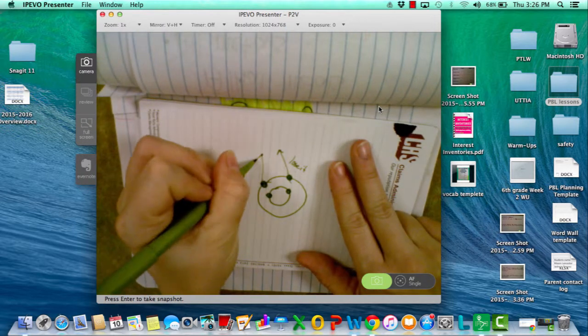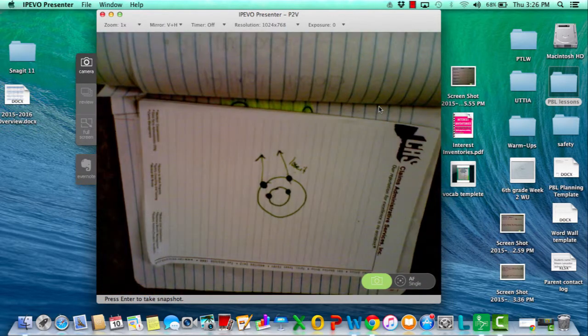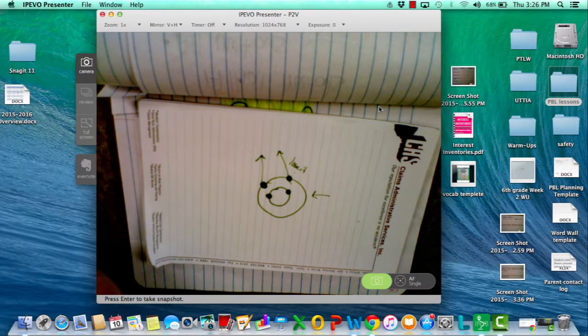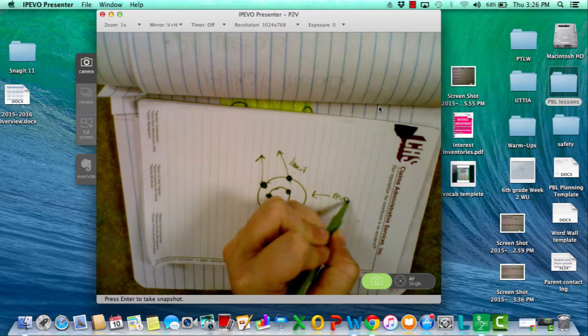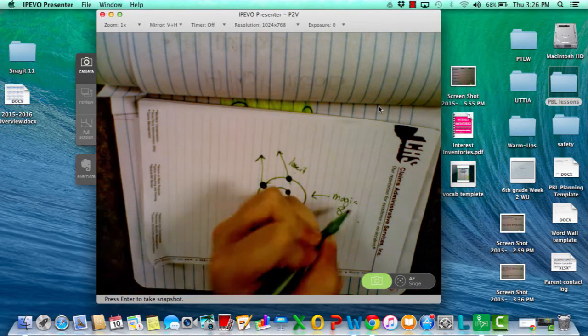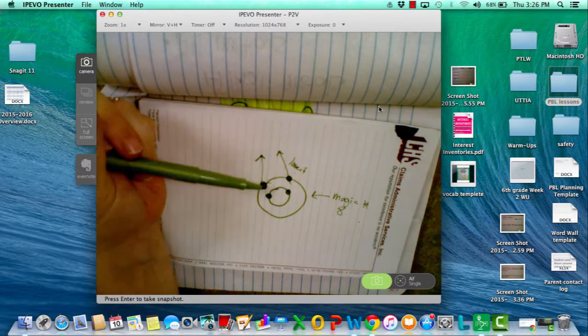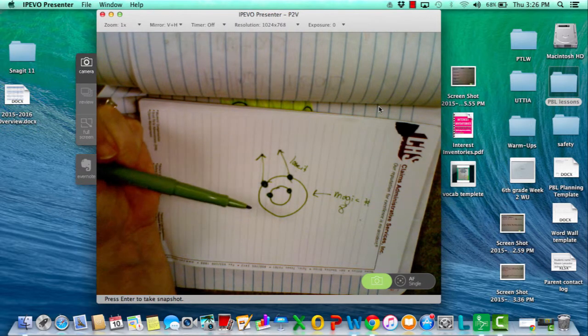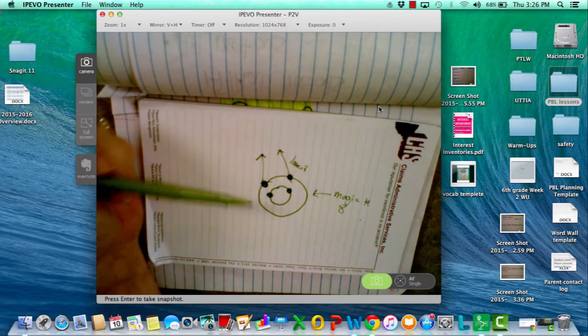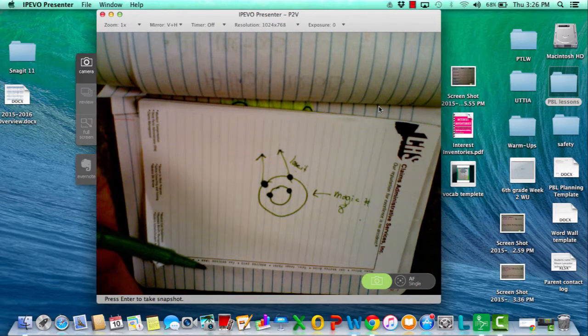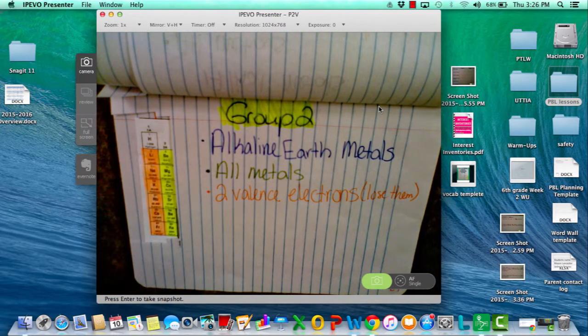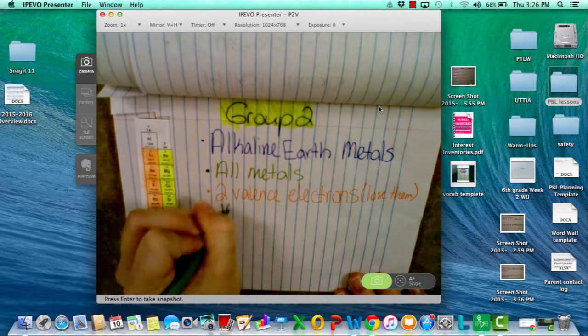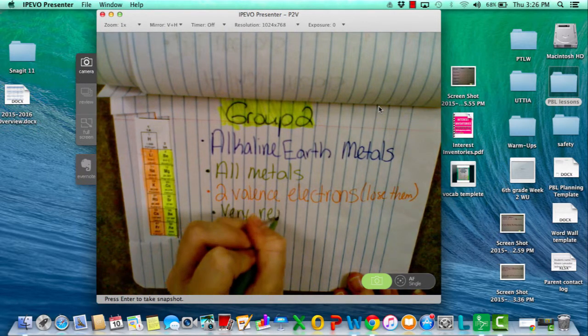They want to lose both of these because it is a lot easier to lose 2 than it is to gain 6. Where did I get that number? Because remember, what is the magic number that they all want to get to? That magic number is 8, because that's what makes them full. So it's a lot easier to lose 2 valence electrons than it is to gain 6. But losing 2 is harder than losing 1, so we consider them to be very reactive metals.